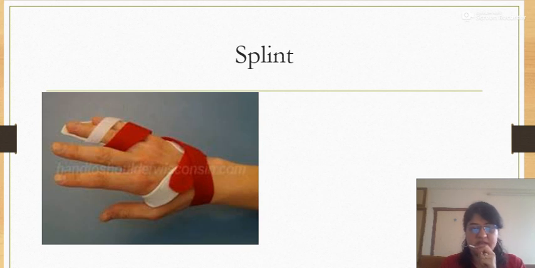So this is the splint. It is kept in the extension. Like I said, it is common in the ring and the index finger. So the splint is there, and it keeps the alignment of the joint proper.